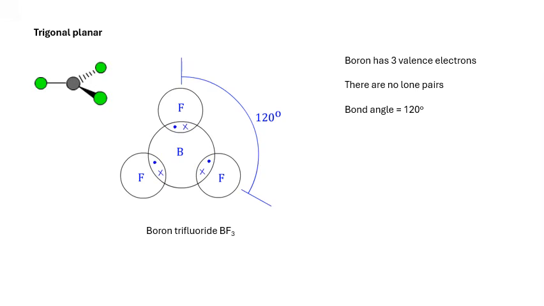And you've got your boron in the middle, and you've got three fluorines, and they're pushed as far apart as possible. So you've got 120 degrees is your bond angle. Yes, trigonal planar, otherwise known as flat triangle.